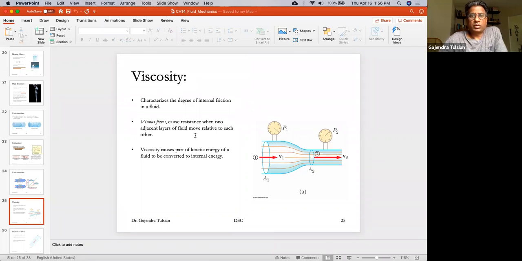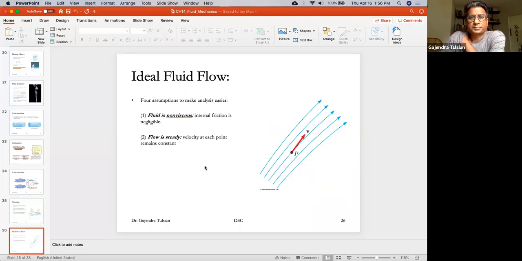And as you know, what friction does is it converts kinetic energy to heat. So when you brake your car, for instance, the kinetic energy of the car is converted to heat in the tires, in the brake pads, and all that kind of stuff. Okay, so just like that, viscosity causes part of the kinetic energy of a fluid to be converted to heat, which is internal energy. Okay.